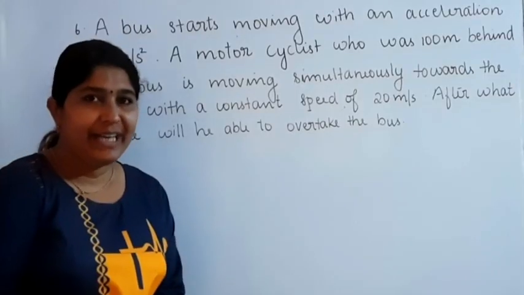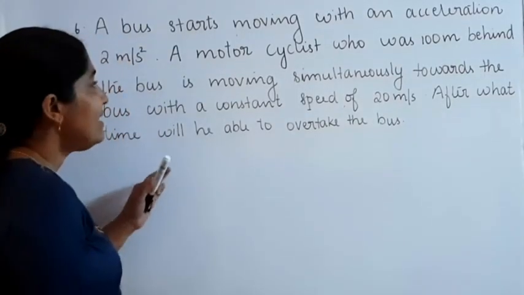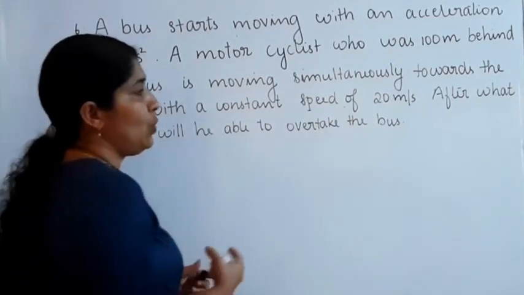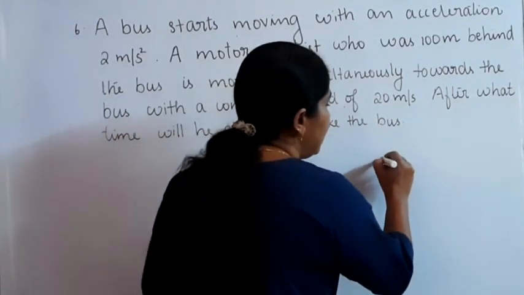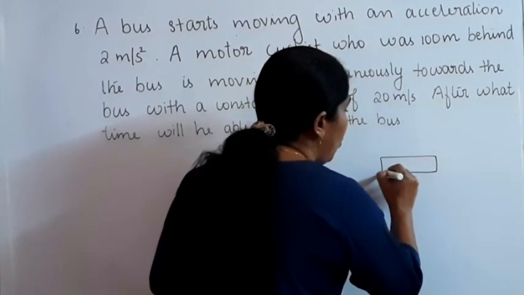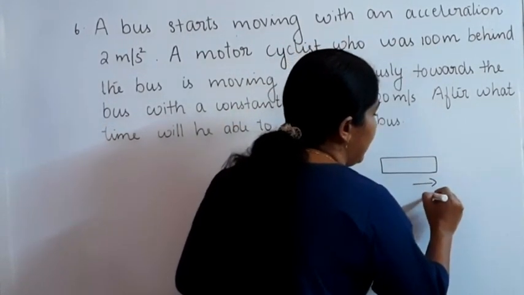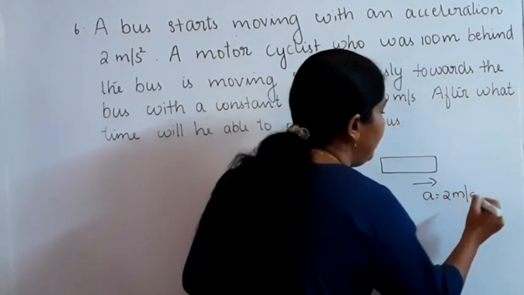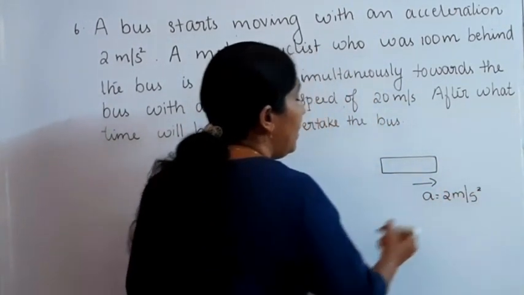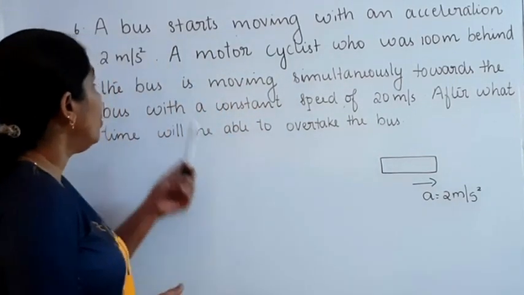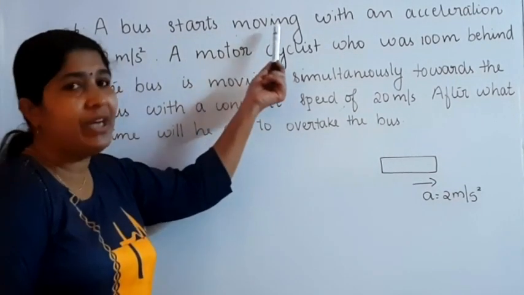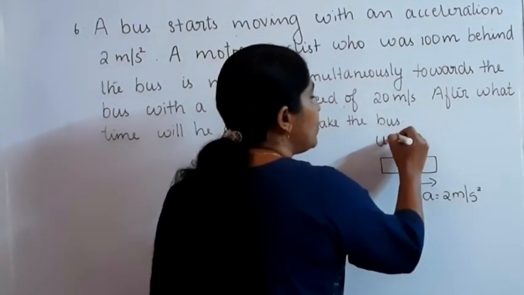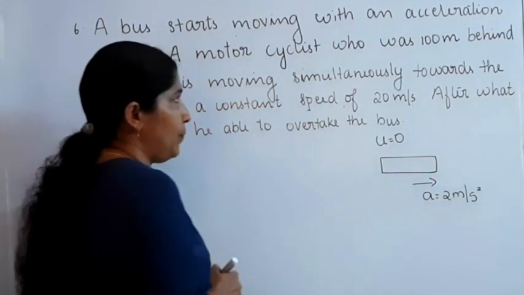Our next question. A bus starts moving with an acceleration 2 meter per second square. Here there is a bus which moves with an acceleration. Acceleration of the bus is equal to 2 meter per second square. The bus starts moving, therefore the initial velocity of the bus is equal to 0.